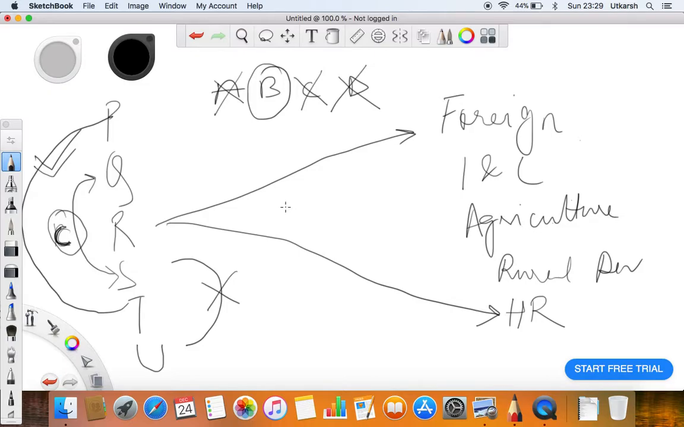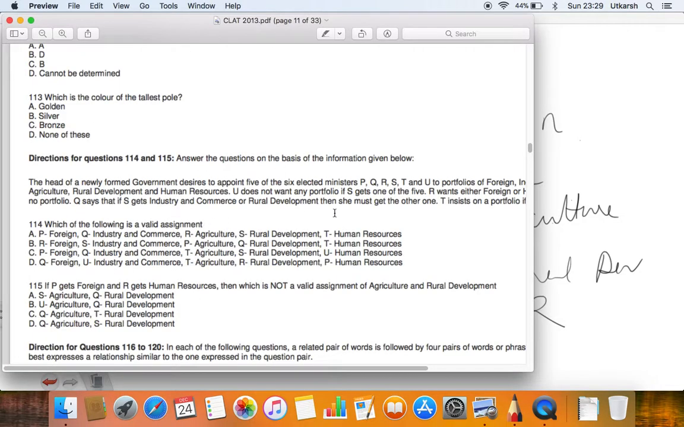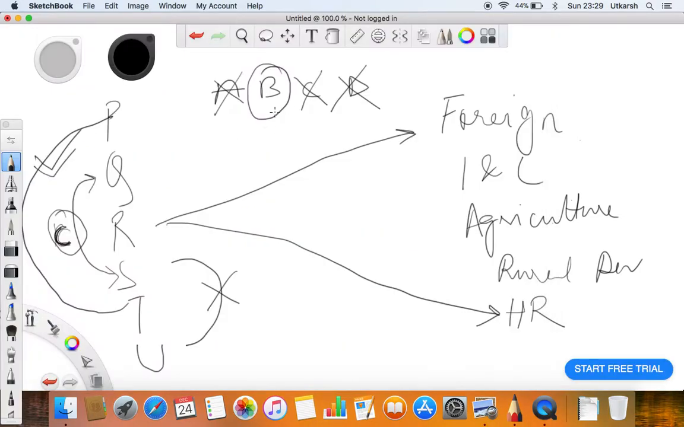Now you may think, why didn't we just start eliminating after the first condition? It just becomes a little problematic if you don't read through all the conditions, because sometimes there might be some qualification here which will modify the condition here. So it's best to go through all the conditions once before you start eliminating, right? So our answer is B.